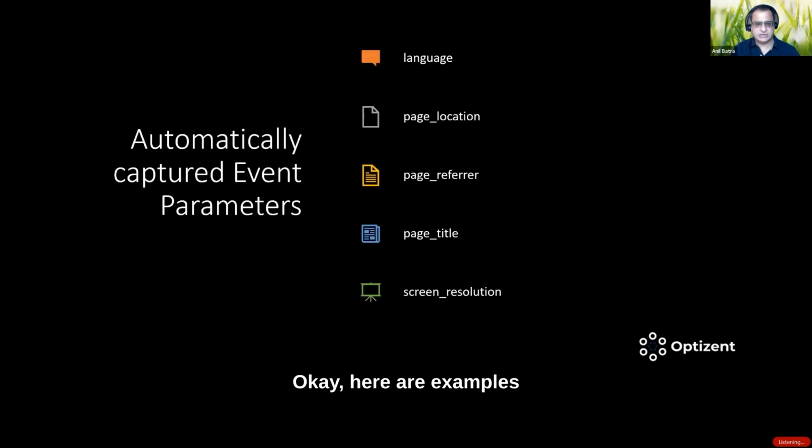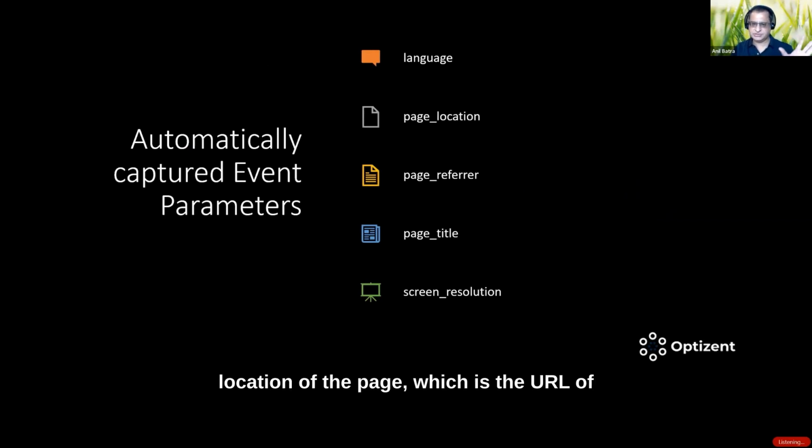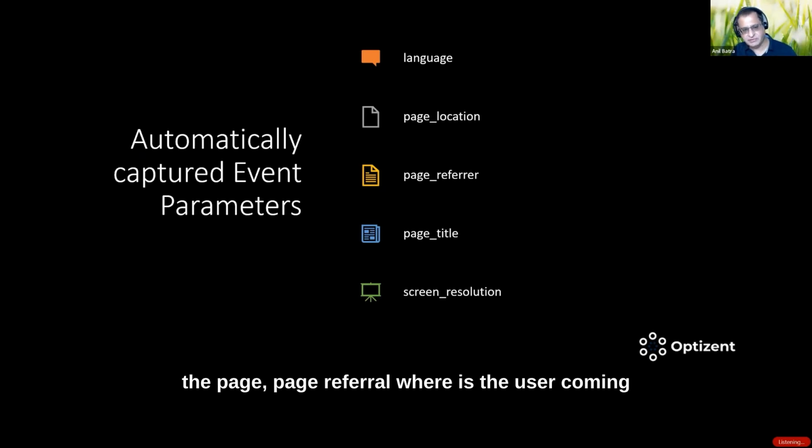Okay, here are examples of automatically captured events. You have language, which is the browser language, the location of the page, which is the URL of the page, referrer, where the user is coming from, the page title, and screen resolution. So all these are automatically captured. Every activity will have this information.